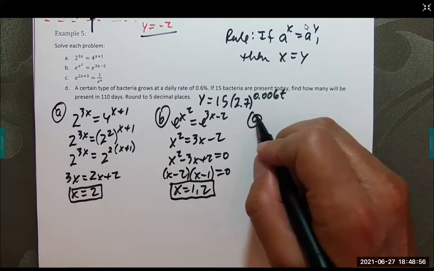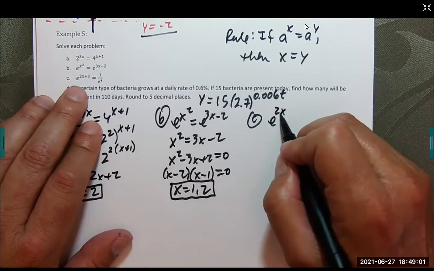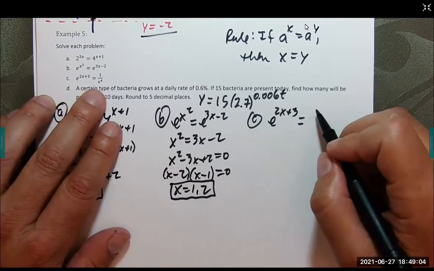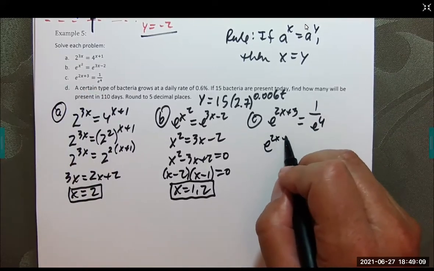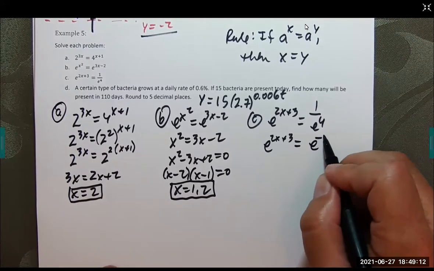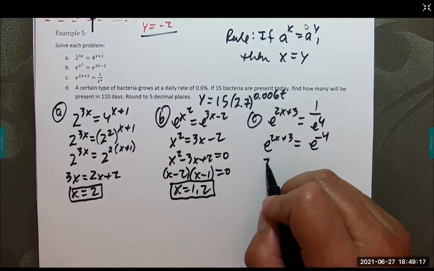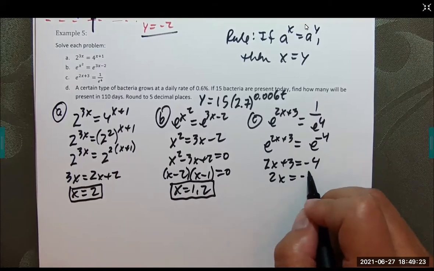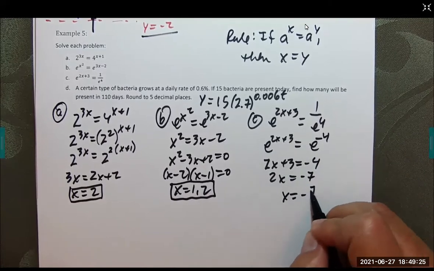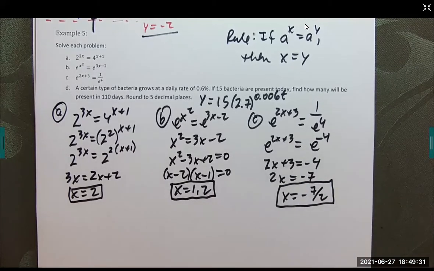Part C. So this is e to the 2x plus 3 equals 1 over e to the 4th. That's easy. I'm just going to rewrite this e to the -4th power. So now the bases match, which means the exponents have to match. And it makes sense that it's negative because we definitely have a negative piece in there.